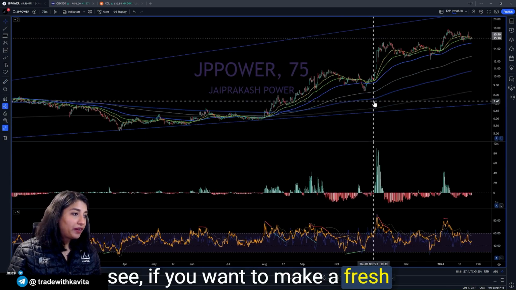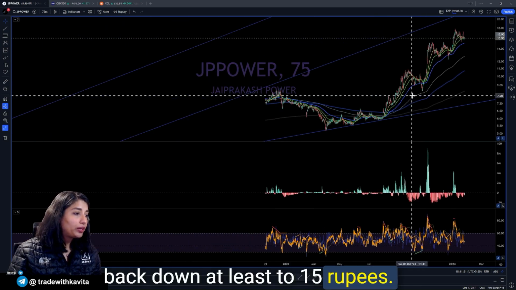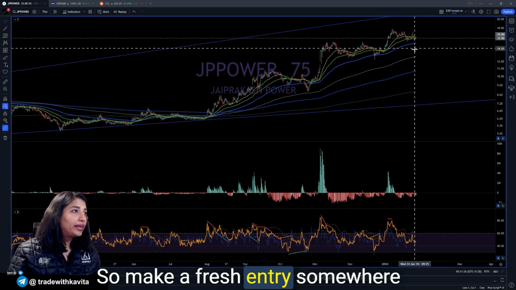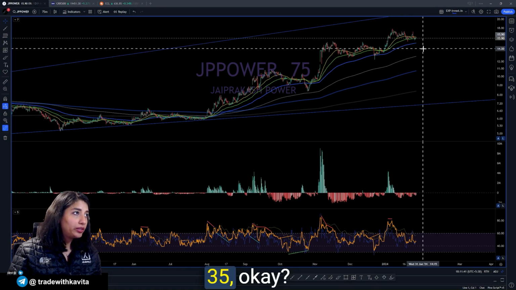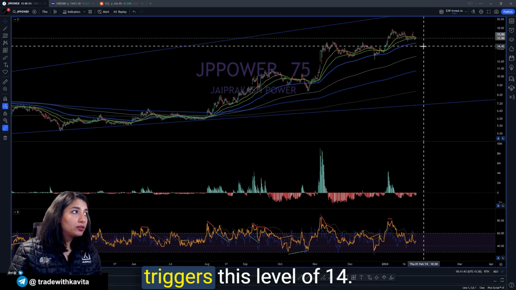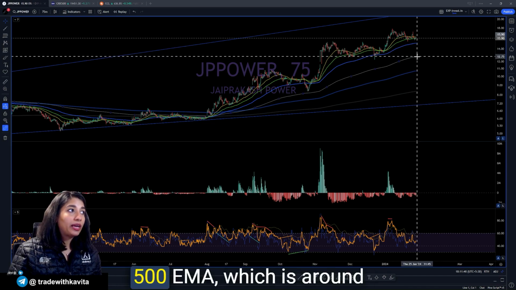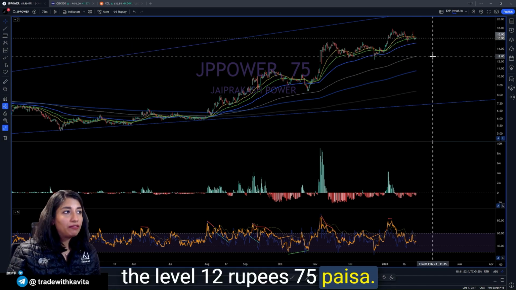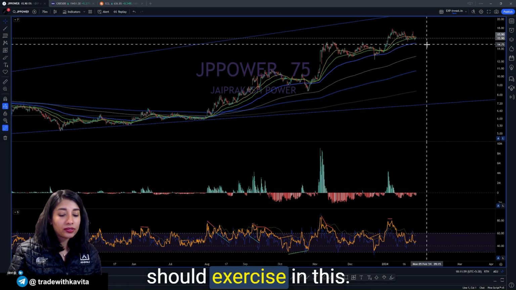See, if you want to make a fresh entry, wait for the stock to come back down at least to 15 rupees. So make a fresh entry somewhere around 15 rupees, but also set a stop loss at the level of 14.35. Because if the stock triggers this level of 14.35, then I really believe it can come back down to the 500 EMA, which is around the level of 12 rupees 75 paisa. So that is where you can again re-enter the stock. That's a strategy which you should exercise in this.